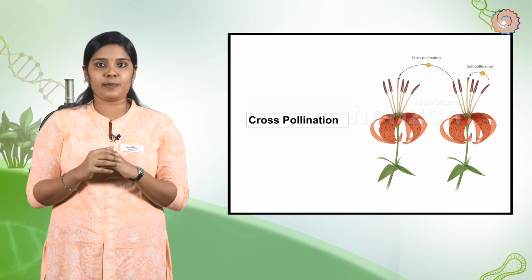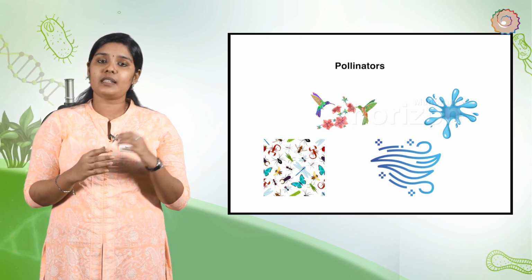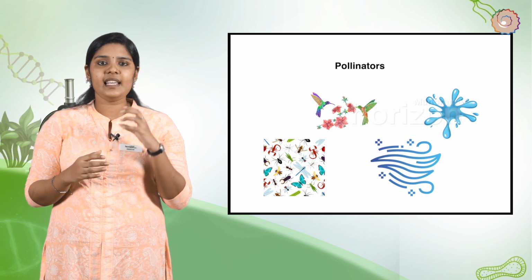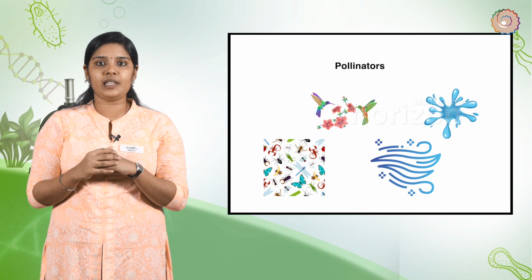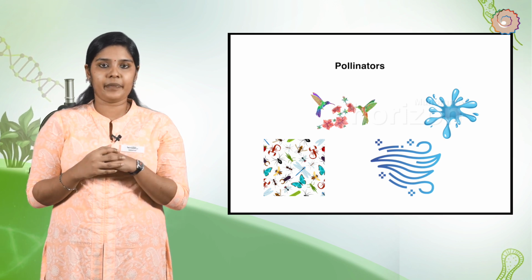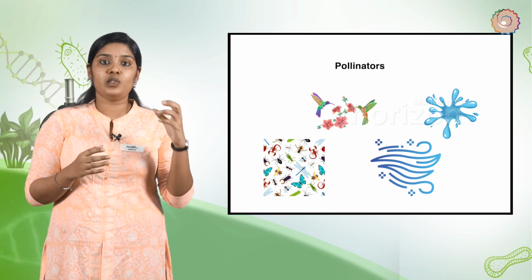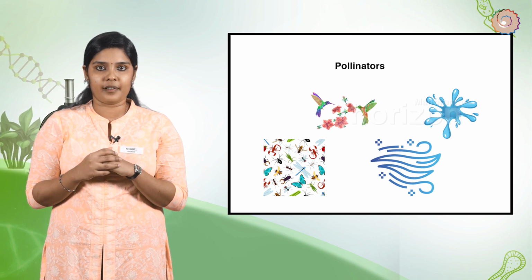It generally takes place with the help of agents like insects, birds, wind and water. They are termed pollinators. These pollinators, while collecting nectar, get dusted with the pollen grains of that flower, and while visiting another flower for capturing nectar, those pollen grains get deposited on the stigma of another flower.